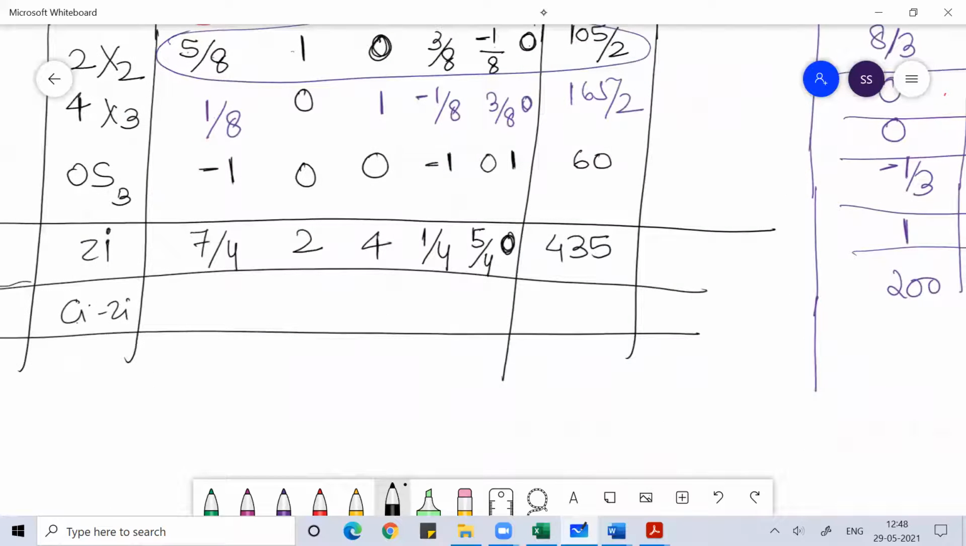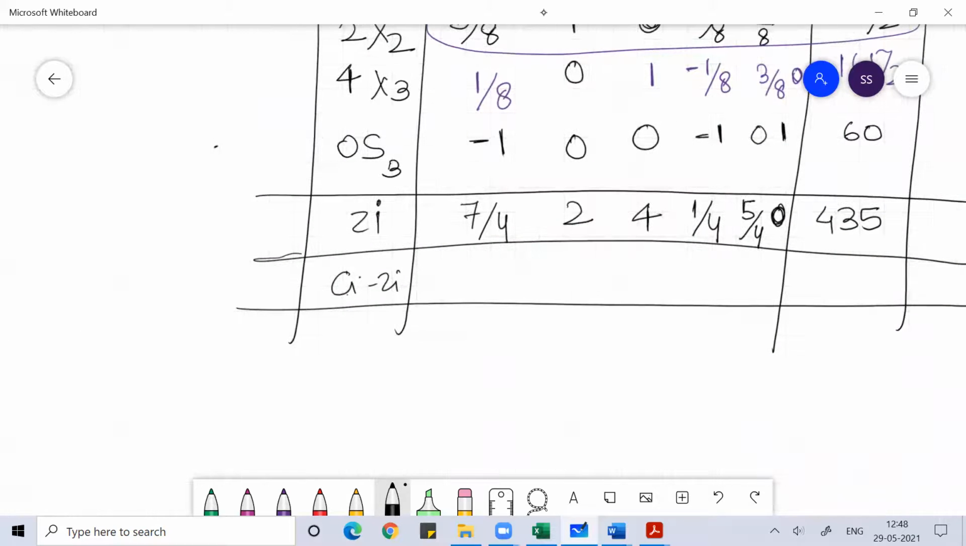So 2 minus 7 by 4. What is 2 minus 7 by 4? That is 8 minus 7, 1 by 4. Then 2 minus 2 is 0. Then 0 minus 1 by 4 is minus 1 by 4. Then minus 5 by 4. This is 0. 2, 2, 4.